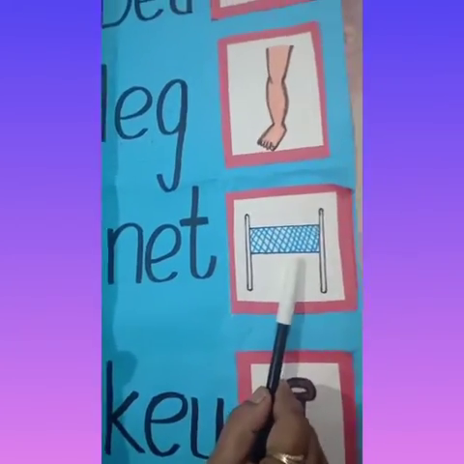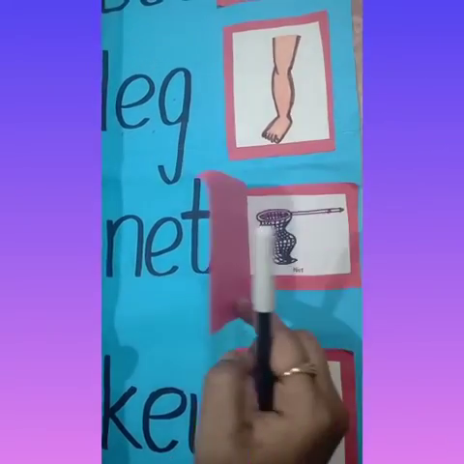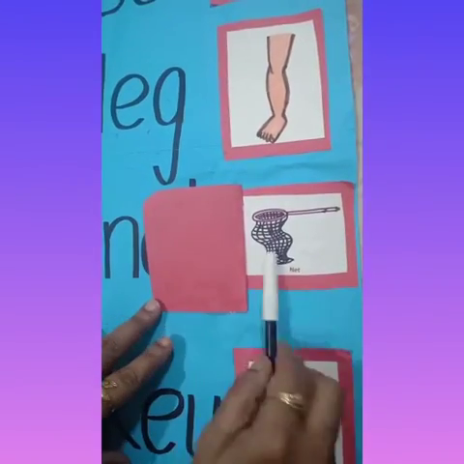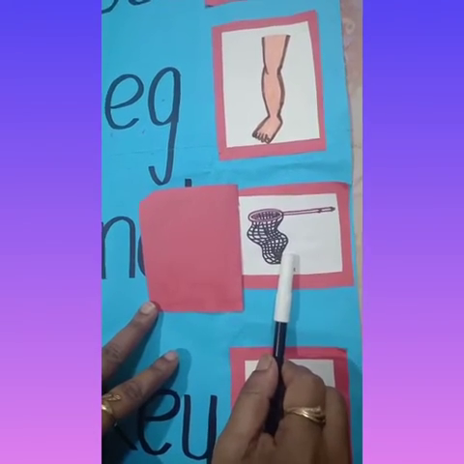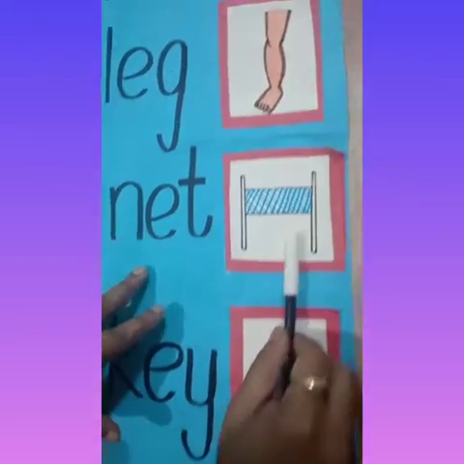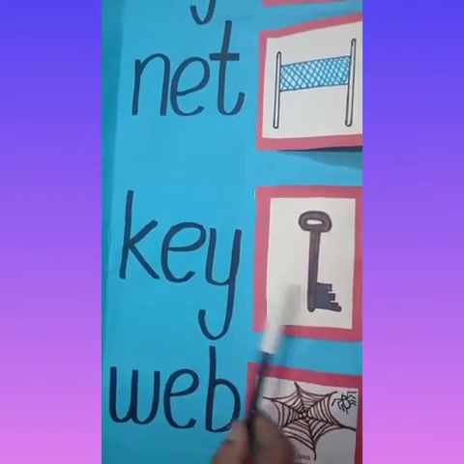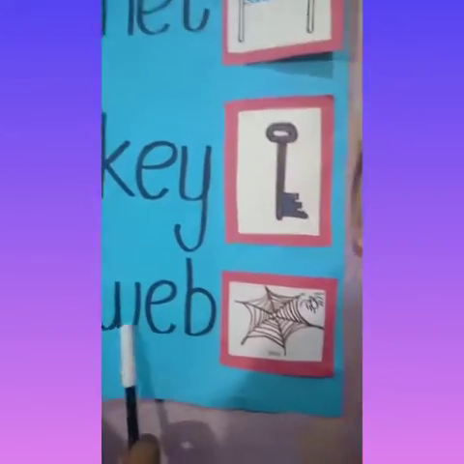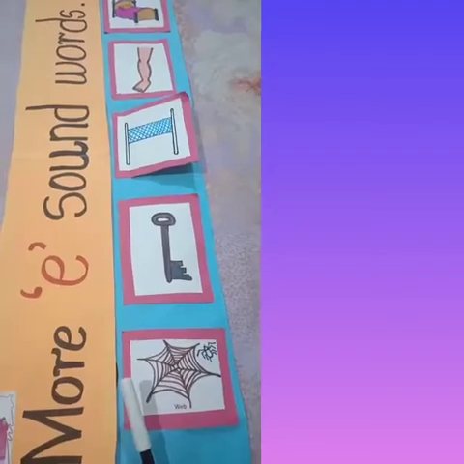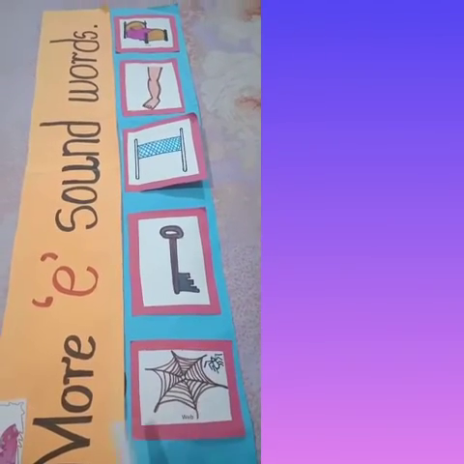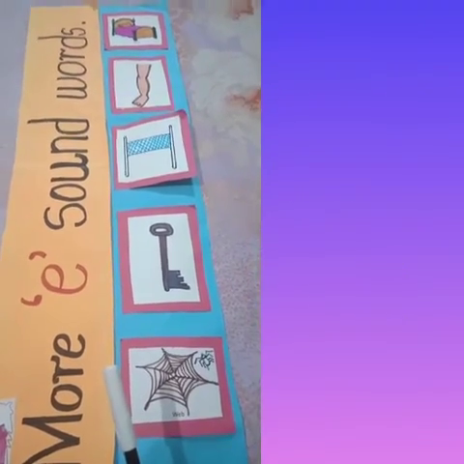A net, yes, for practicing volleyball. And see the backside: yes, this is a net, but it is used for catching fishes, for fishing. Okay, both are nets. And this is a picture of a key, K-E-Y, key. And this is W-E-B, web, and it's a home of a spider. See children, here there is no picture of red, but you can revise it from the board.